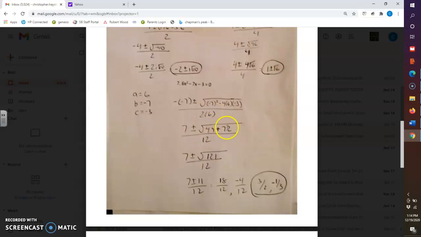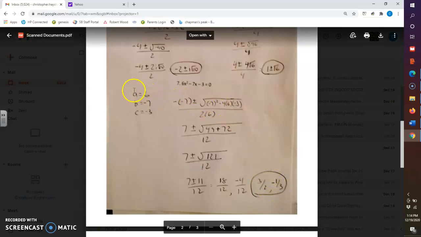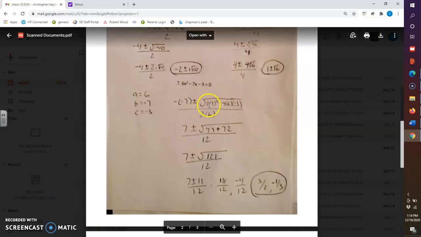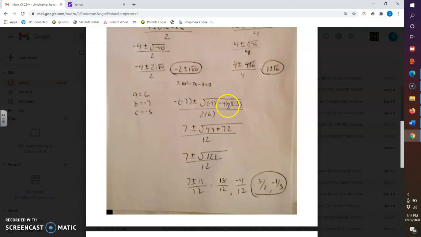When you get a perfect square under the radical, we do need to get two rational solutions. I want to know what those solutions are. In this case, my A is 6, my B is negative 7, my C is negative 3. Negative negative 7 becomes positive 7. Under the radical is negative 7 squared minus 4 times 6 times negative 3. That double negative becomes positive.